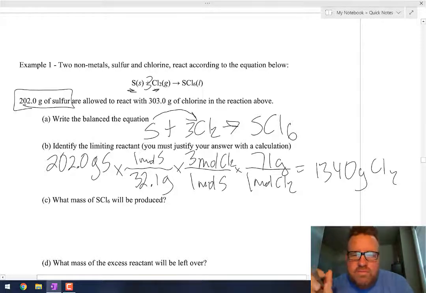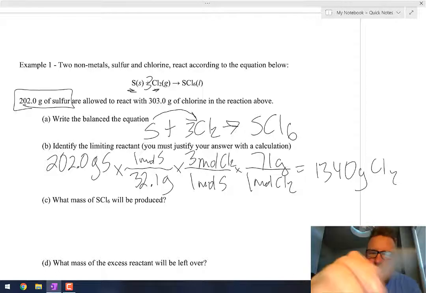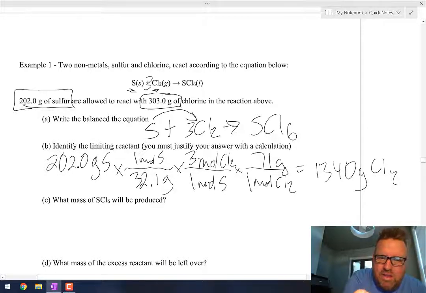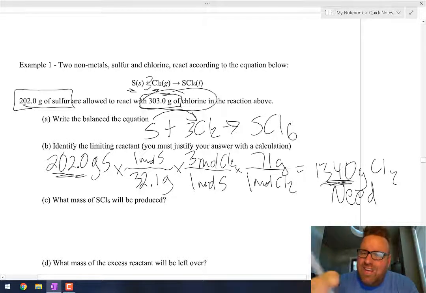Now, what does that number tell me? It tells me something really, really important. Because here I have 303 grams of chlorine. Here it's telling me I need 1,340. Do I have enough chlorine to react with all of that sulfur? Absolutely not. Because I would need over 1,000 grams of chlorine to react with those 202 grams of sulfur. And again, I don't have it.